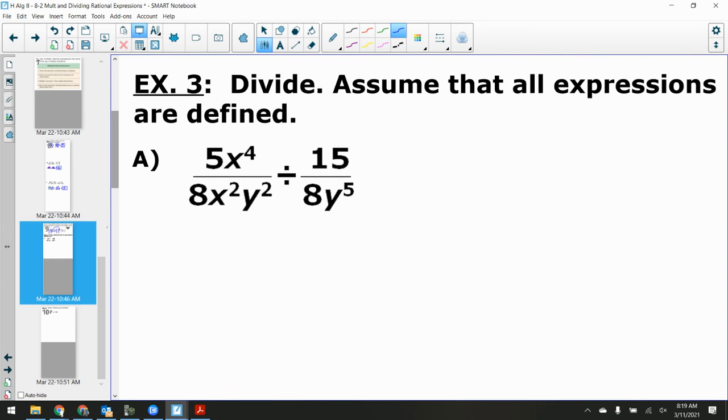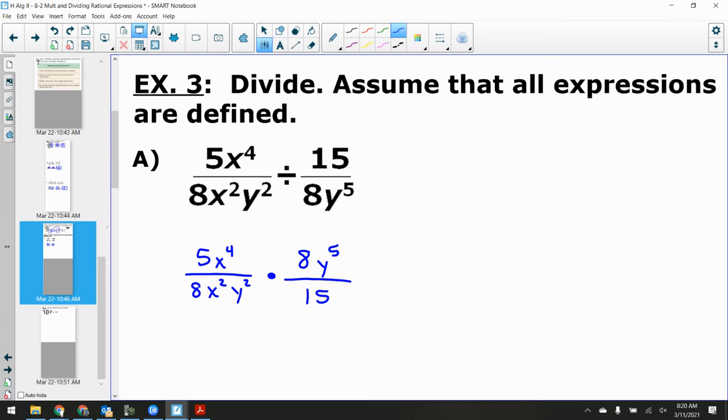So let's take a look at this one. I've got 5x to the 4th over 8x squared y squared divided by 15, 8y to the 5th. All right, let's keep, change, flip. Keep. Try not to simplify before you keep, change, flip. Change, flip. Okay, try not to simplify before we do that step.